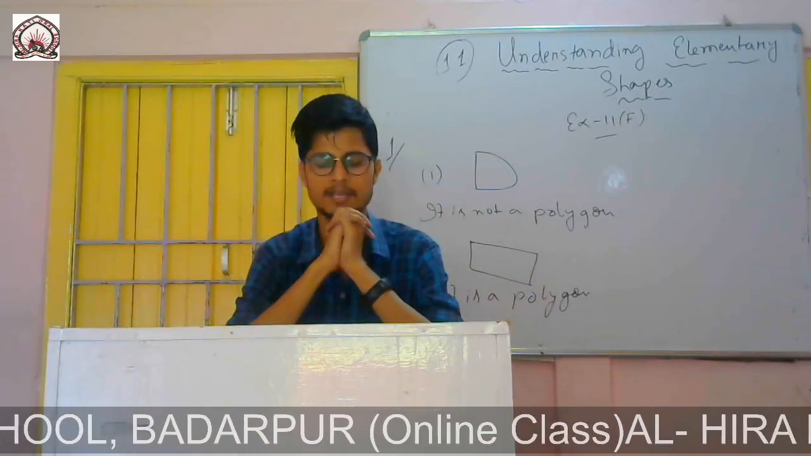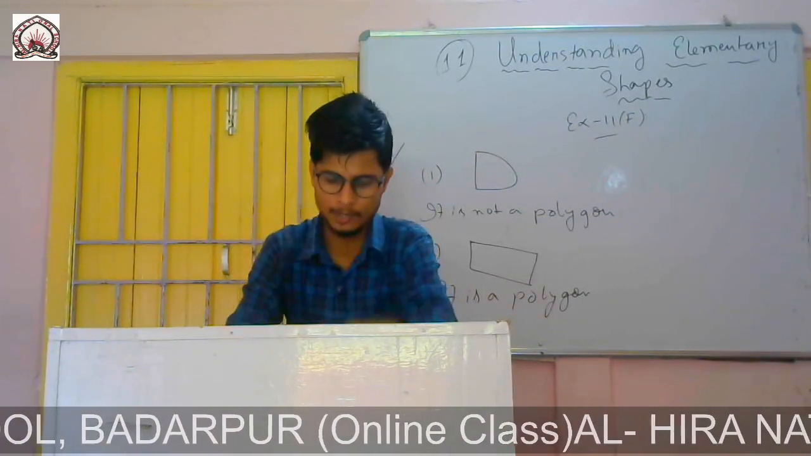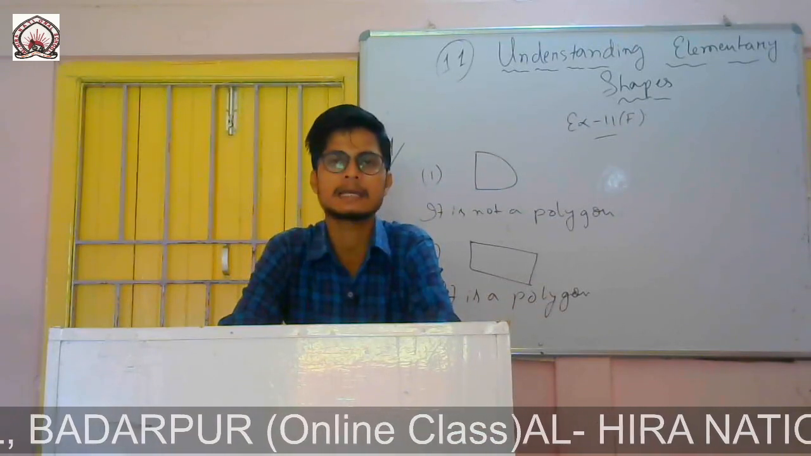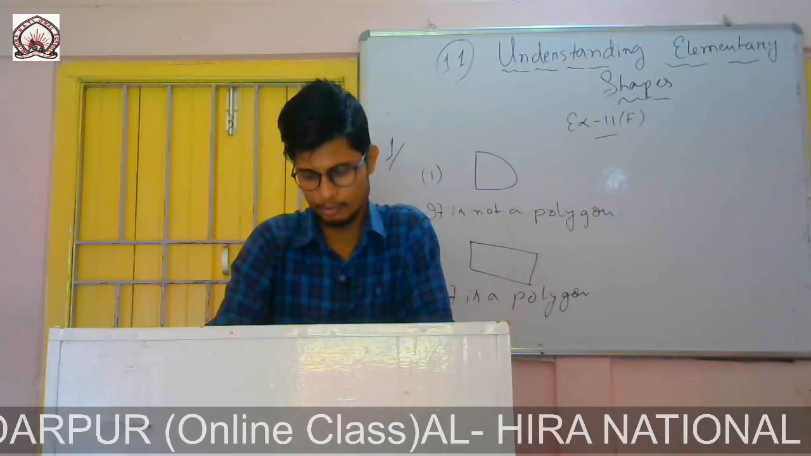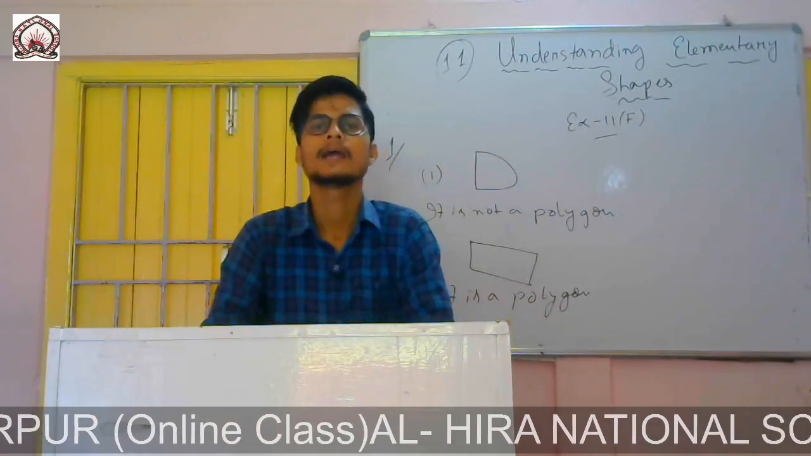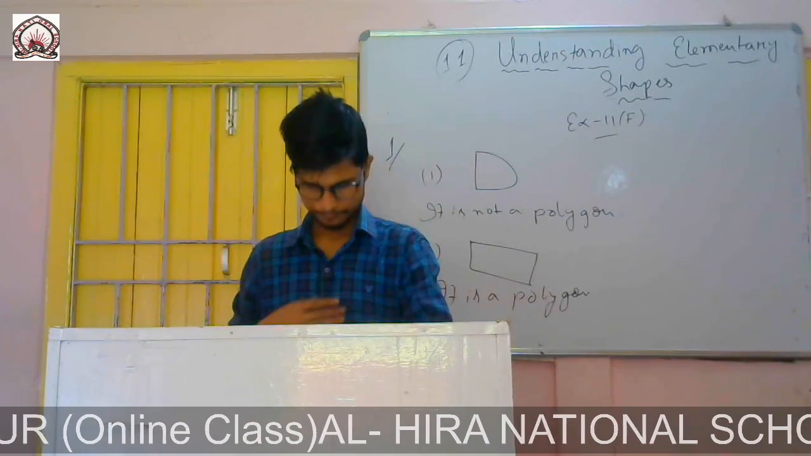Roman number 4 answer, it is not a polygon. Roman number 5, it is a circle. The circle is not made of line segments, so it is not a polygon.